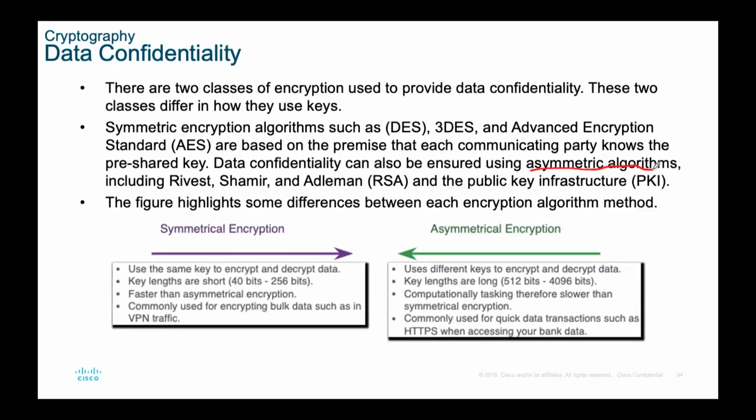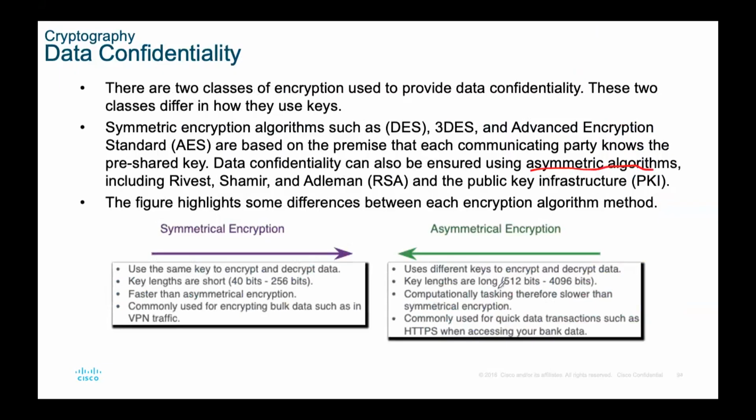The figure highlights some differences between each encryption algorithm. Symmetric encryption uses the same key to encrypt and decrypt data, while asymmetric encryption uses different keys to encrypt and decrypt data. For symmetric, key lengths are about 40 to 256 bits. For asymmetric, key lengths are long, 512 to 4096 bits.